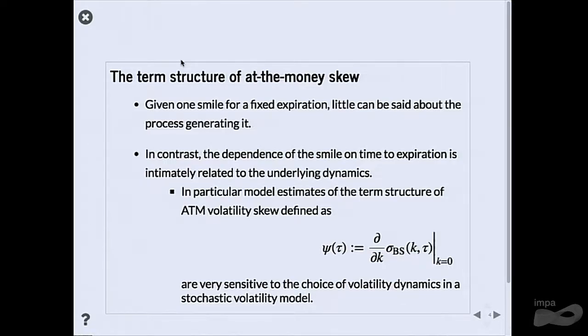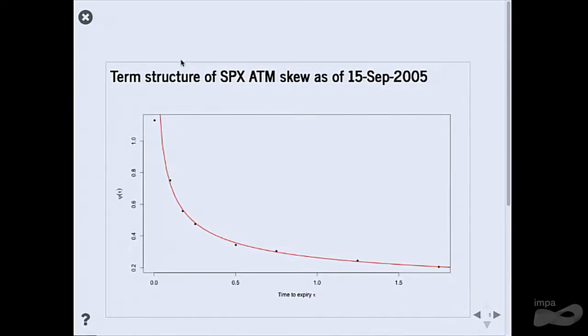In particular, we can focus on what I call psi, which is the first derivative of the implied volatility with respect to log strike, at log strike equals zero, in other words, at the money. It's very sensitive to the underlying dynamics. So let's draw a picture of this thing for that beautiful volatility surface. Nowadays, by the way, I think this had eight expirations, 1, 2, 3, 4, 5, 6, 7, 8. Today, if you were to look at the S&P volatility surface, there are like 35 expirations. Now, what is that red curve that seems to fit through all these points? That red curve is just a power law.